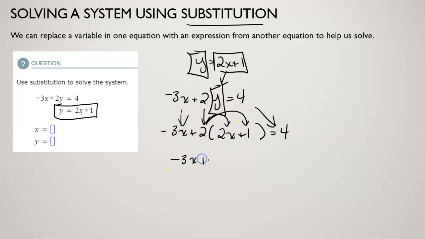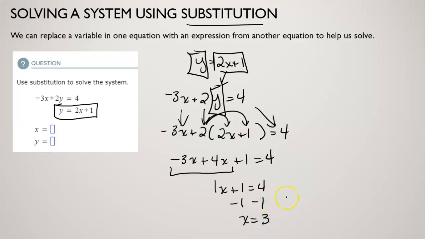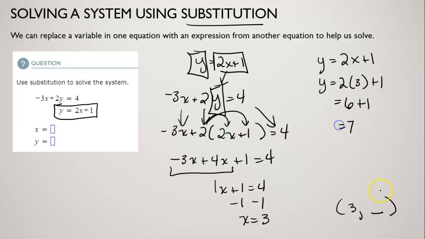So that's negative 3x plus 4x plus 1 equals 4. These are like terms on the same side. Negative 3x plus 4x is 1x plus 1 equals 4. We're going to subtract 1 from each side, and so x equals 3. Remember, my solution should be a point, so I have 3 comma something, but I'm not quite done there. I'm going to use the easier equation, which is the second equation, y equals 2x plus 1. I now know that x is equal to 3. Times 3 is 6, and 6 plus 1 is 7, and so my solution there should be 3 comma 7.